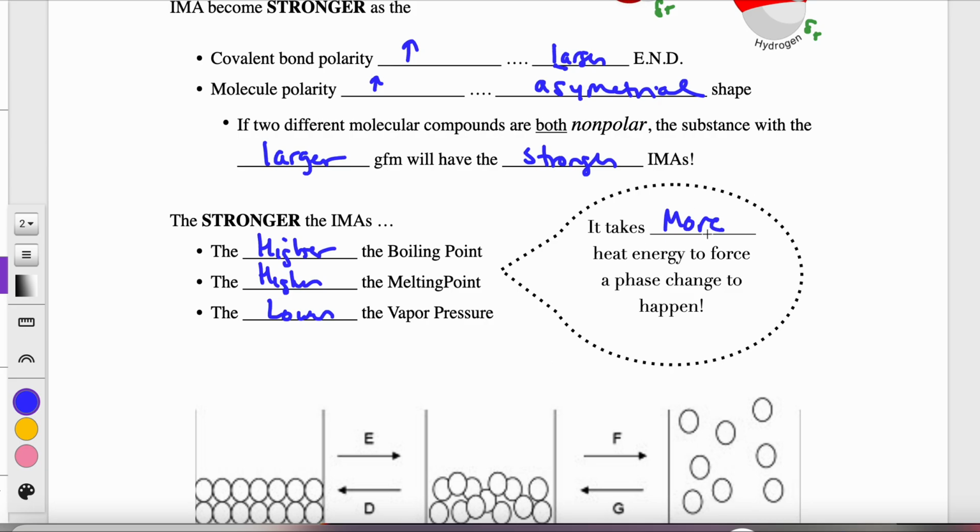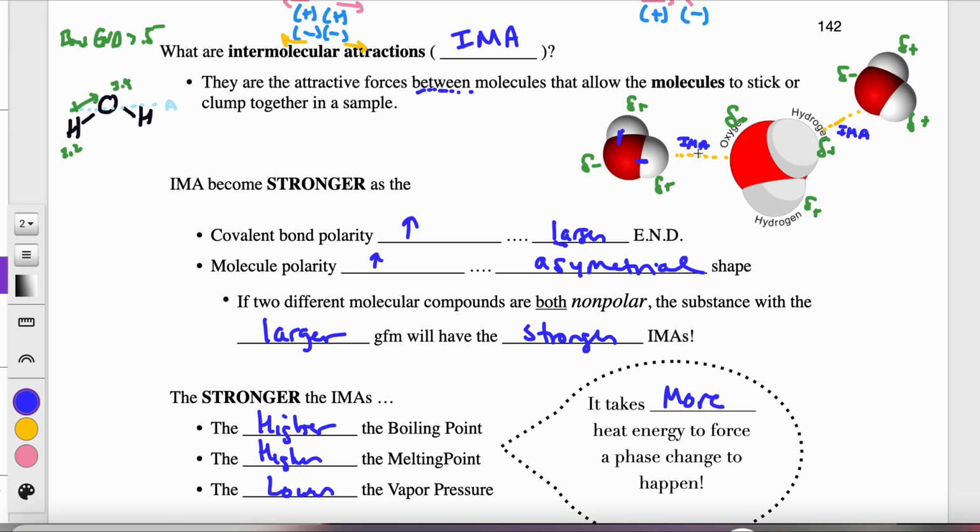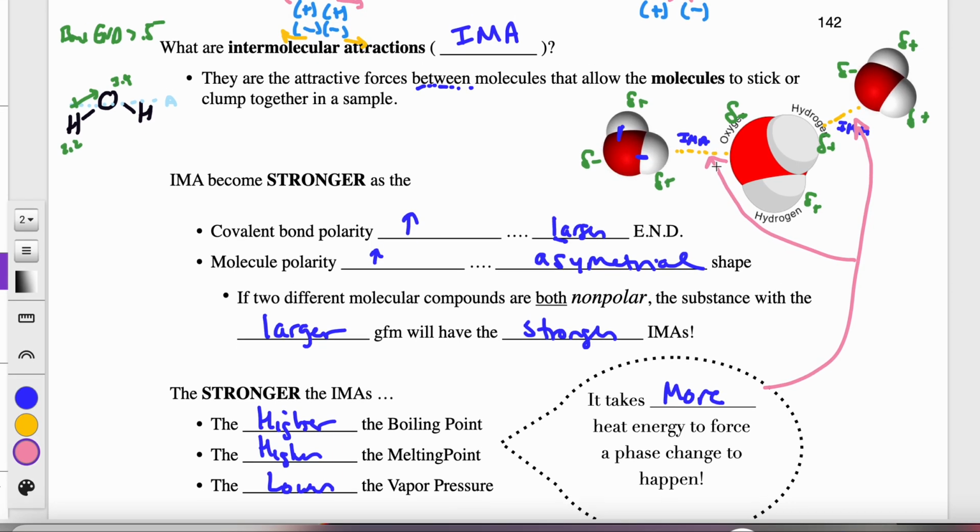When we are forcing a molecule to go from a liquid to gas or solid to a liquid, what we're doing is weakening these IMAs. Covalent bonds stay intact. What changes is the strength of the attraction between these molecules.